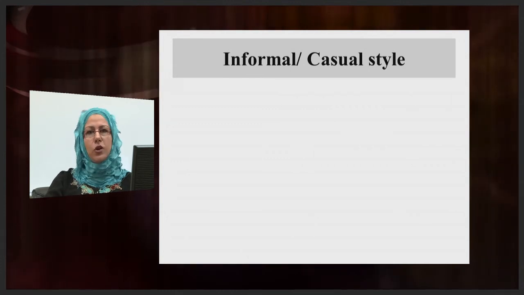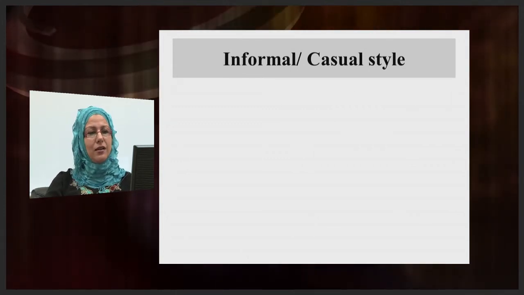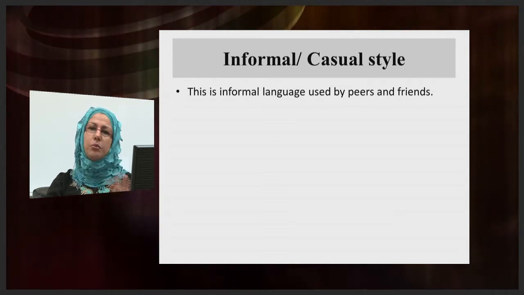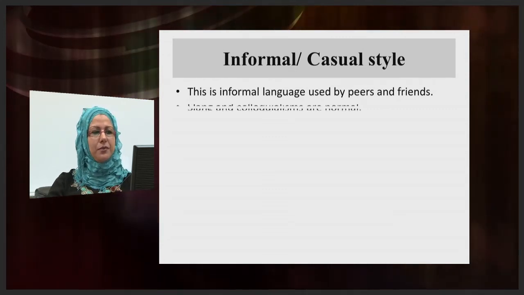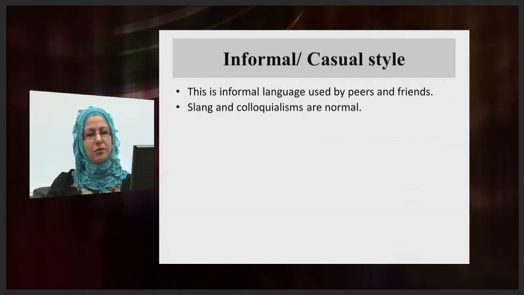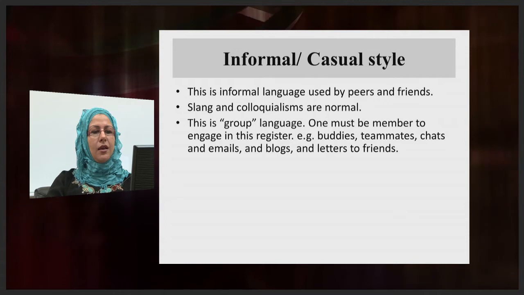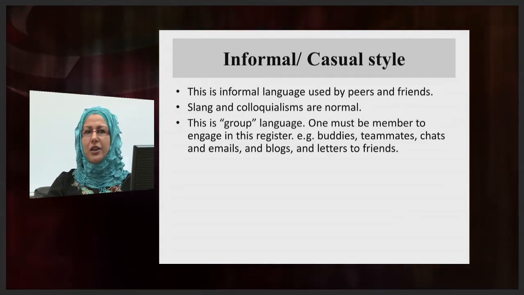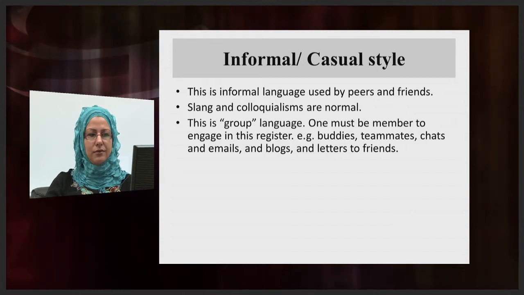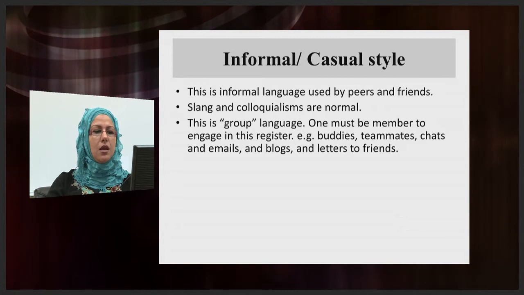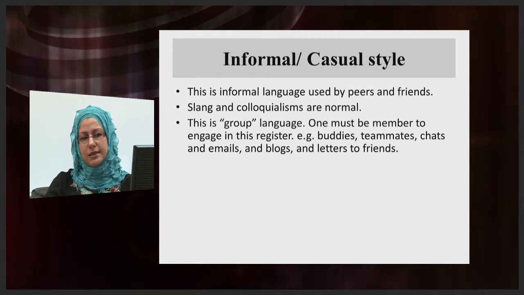The informal, or sometimes we call it the casual style, is informal language used by peers and friends. Slang is allowed. Colloquialism is normal. This is actually a group language. One must be a member to engage in this register or style. For example, buddies, teammates, chats, emails, blogs, letters to friends.